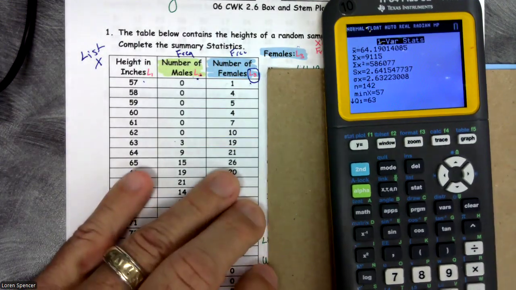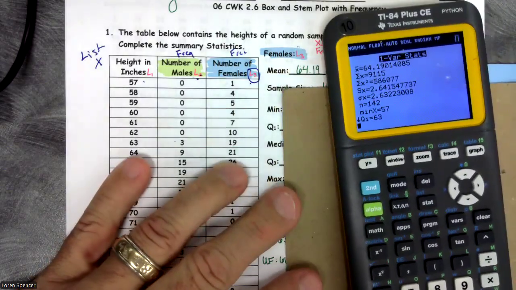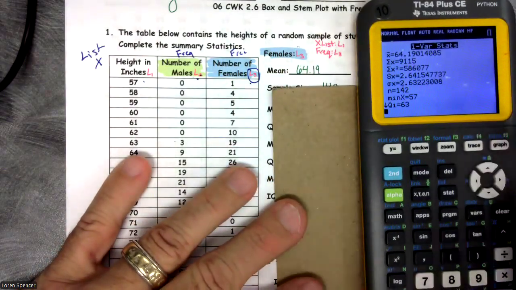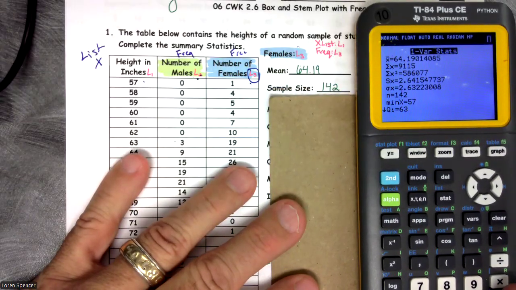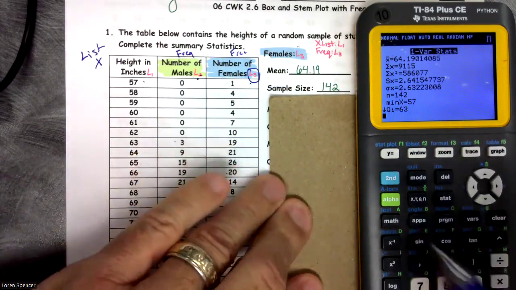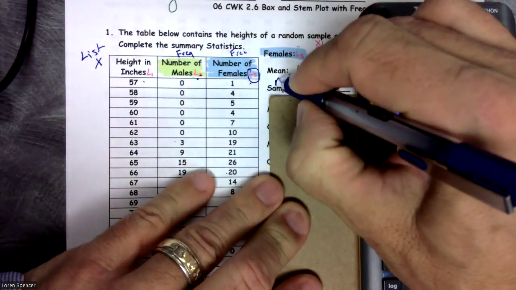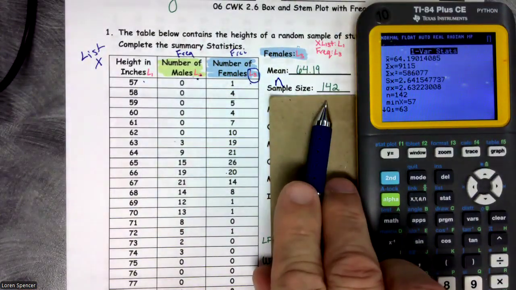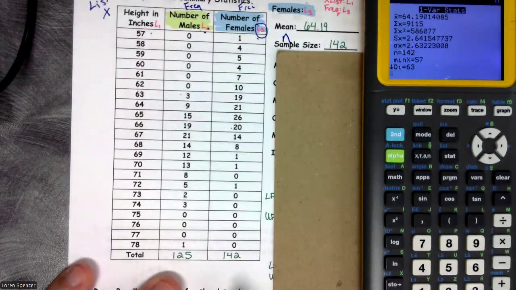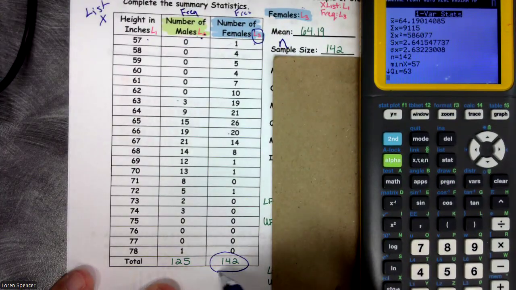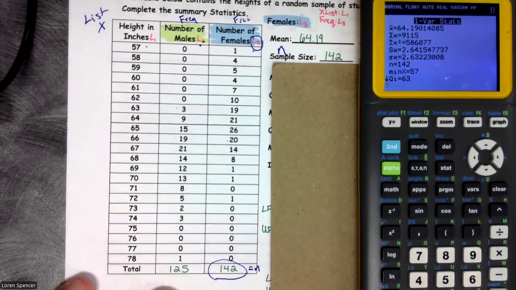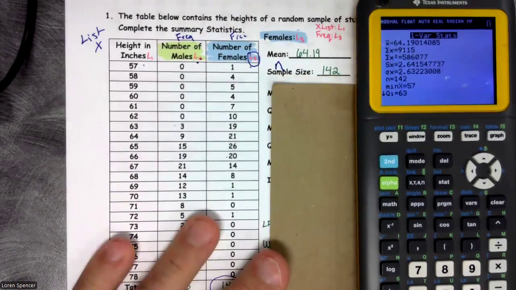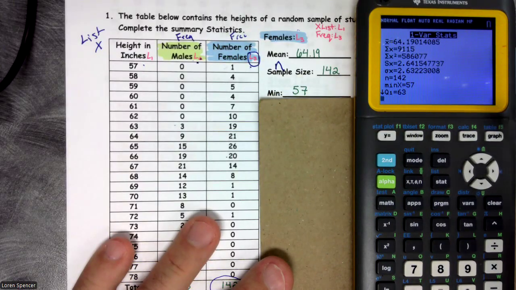And for females, I get a sample mean height of 64.19. It asks for the sample size. Well, sample size, please don't forget, is my N. And so N is 142. And matter of fact, that's what we have right here. That's the total. That's my N, or sample size. The next thing it asks for is the minimum. Well, we see the minimum is 57.